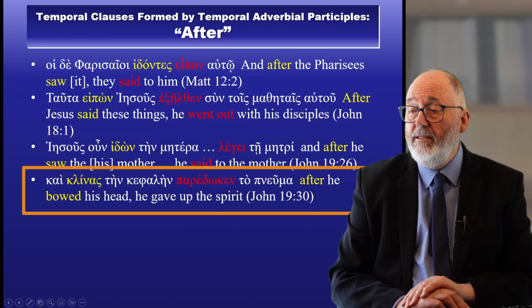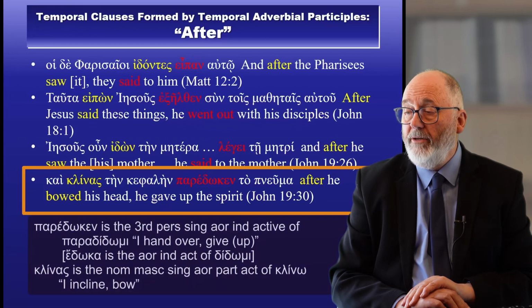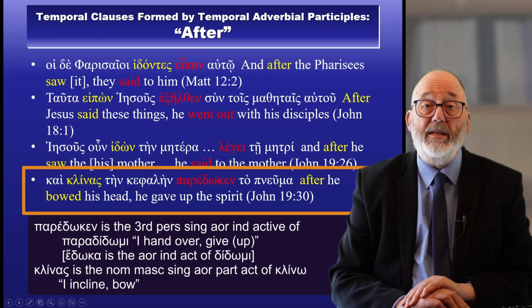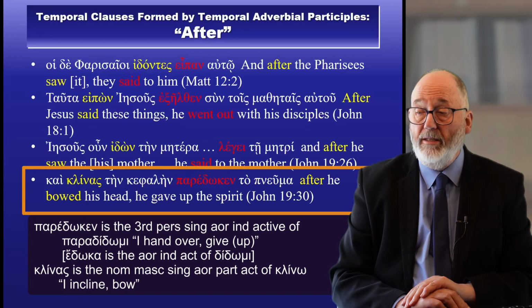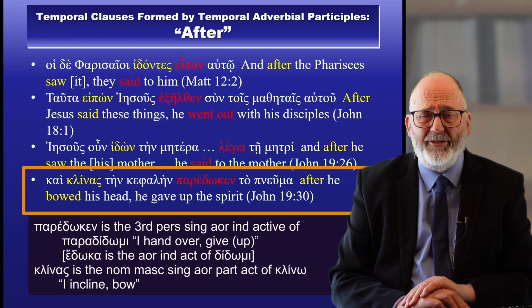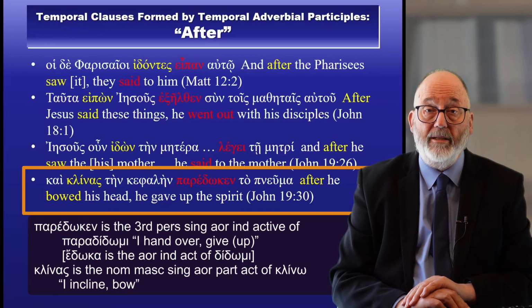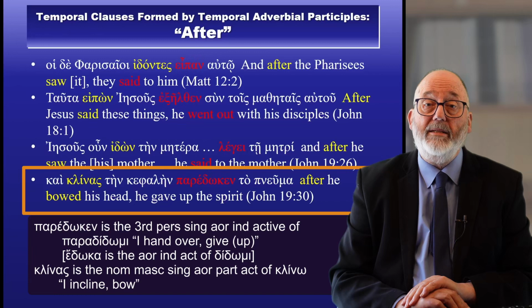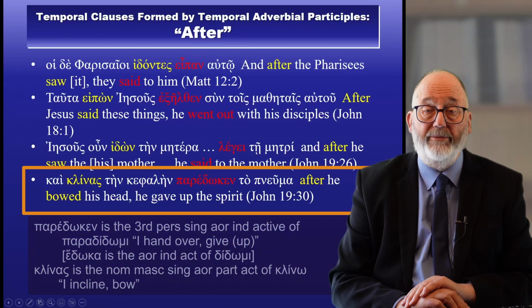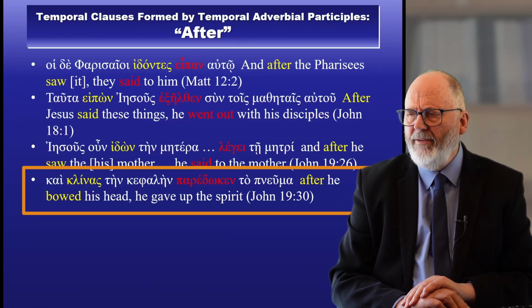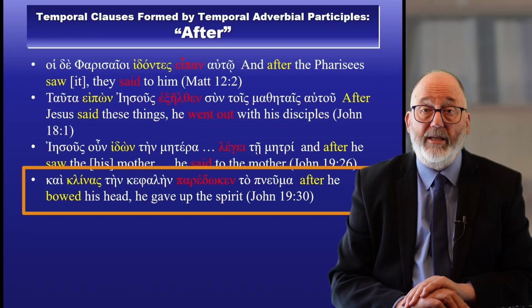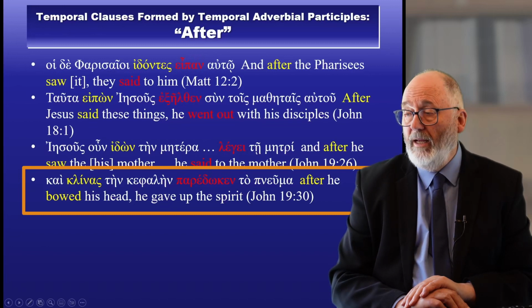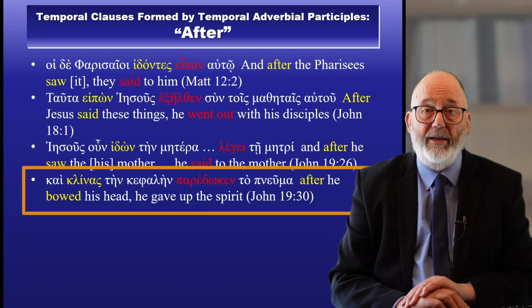Kai klines tein kephale paradoken ton pneuma. Paradoken is in the indicative mood. It is the main verb. It's an aorist tense, so the action is taking place in the past. Klinas is likewise in the aorist tense, so the action implied by klinas is taking place before the action of the main verb. And once again, after is the best translation of that temporal adverbial participle. After he bowed his head, he gave up the spirit.